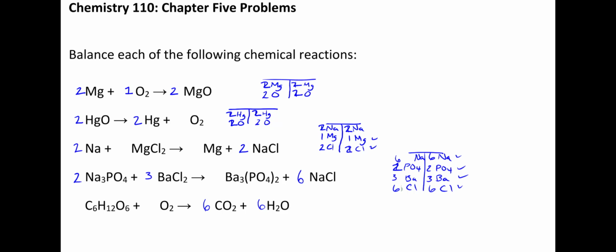And now the only thing we have to worry about is oxygen. It might be helpful actually to do a T diagram just for the oxygen at this point. So just for the oxygen, how many oxygens do we have here? On the right, we have 6 times 2 is 12. Plus, we have 6 times 1. 6 is 18.